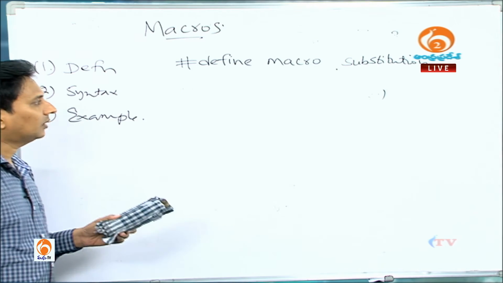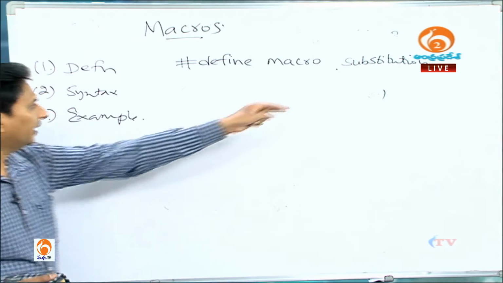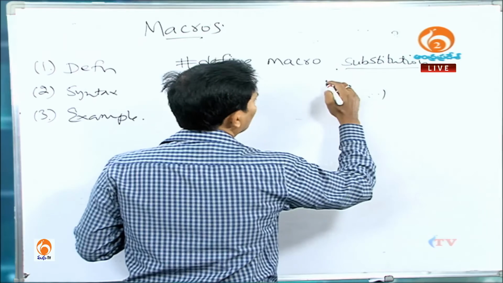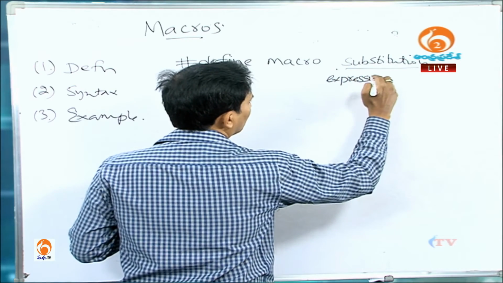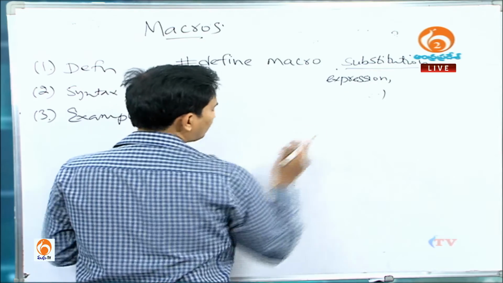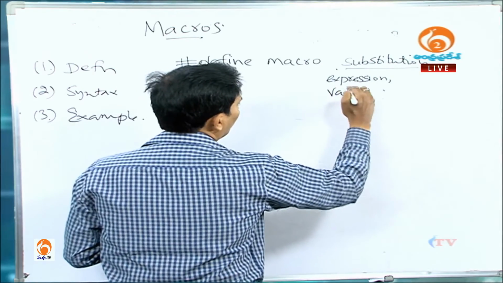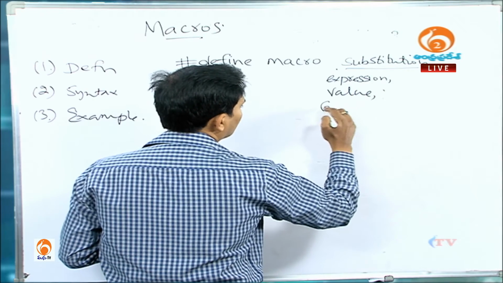So example, macro means the substitution may be an expression, or a value, or a group of statements.